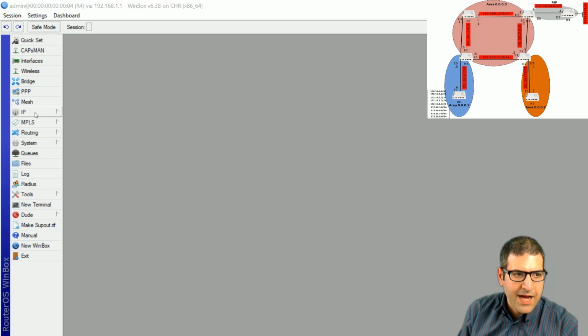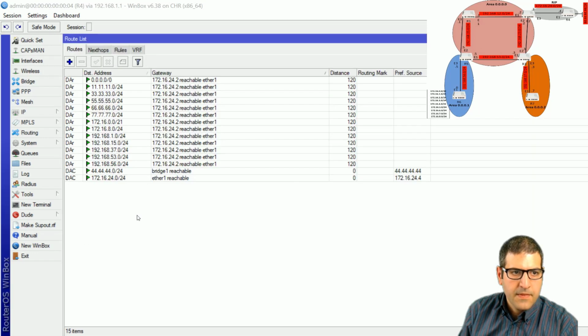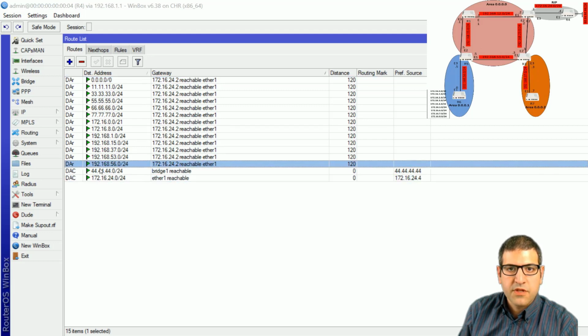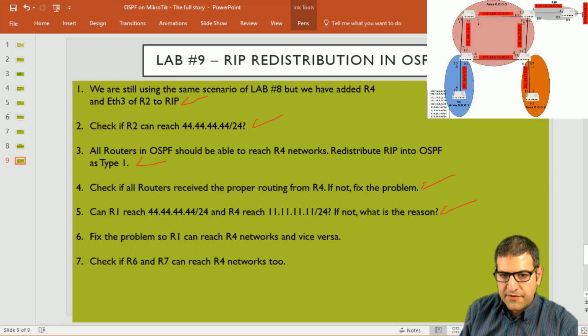If I go now to IP routes, you can see that he sees all of those as RIP, because we have redistributed the OSPF to RIP. DAR, dynamic active RIP. Again you can see that he has them now all in his routing table. Before he only had those two. Now after we redistribute OSPF into RIP, he has all those networks inside his routing table. Let's see if the problem is fixed now.